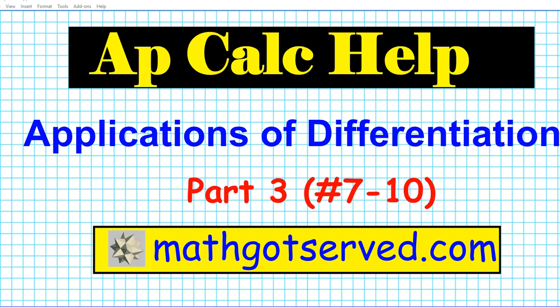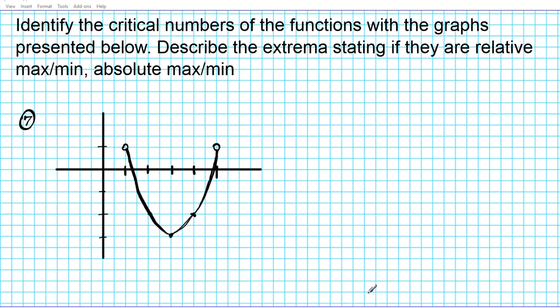In this clip, we're going to be continuing our work on applications of differentiation, part 3, problems 7 to 10. This should help you with chapter 3, section 1 of the Larson AP Calculus textbook, problems 7 to 10 also. The instructions are as follows. We are to identify the critical numbers of the functions with the graphs presented below, and then proceed to describe the extrema, stating if they are relative max or min, and if they are absolute max or min.